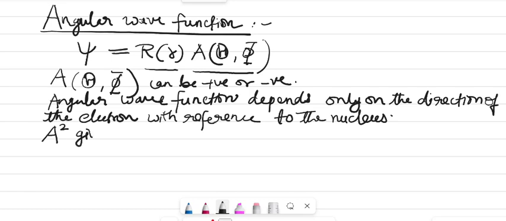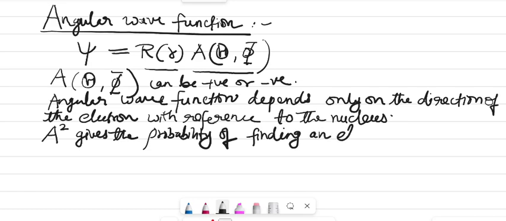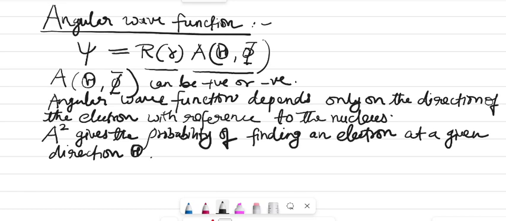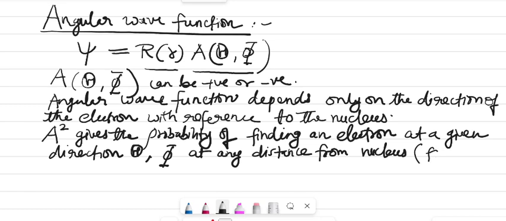So the angular wave function is direction dependent, and A square, the square of the angular wave function, gives the probability of finding an electron at a given direction theta and phi at any distance from the nucleus, from 0 to infinity.